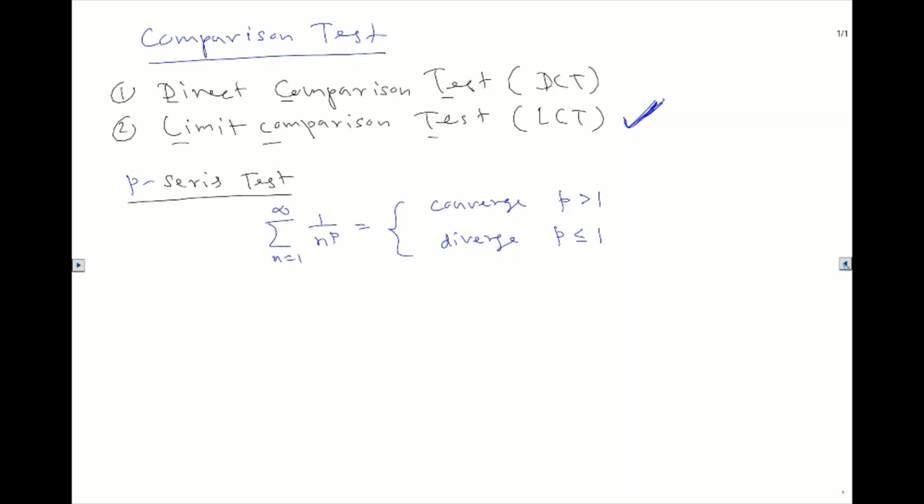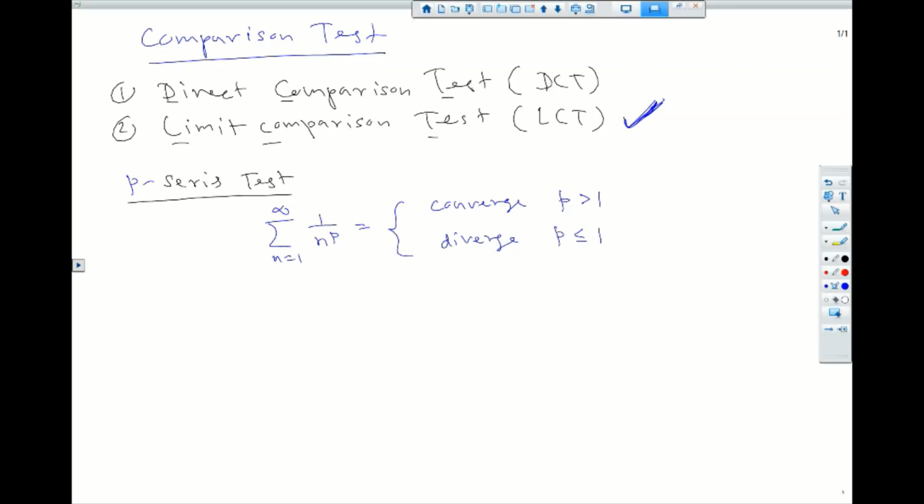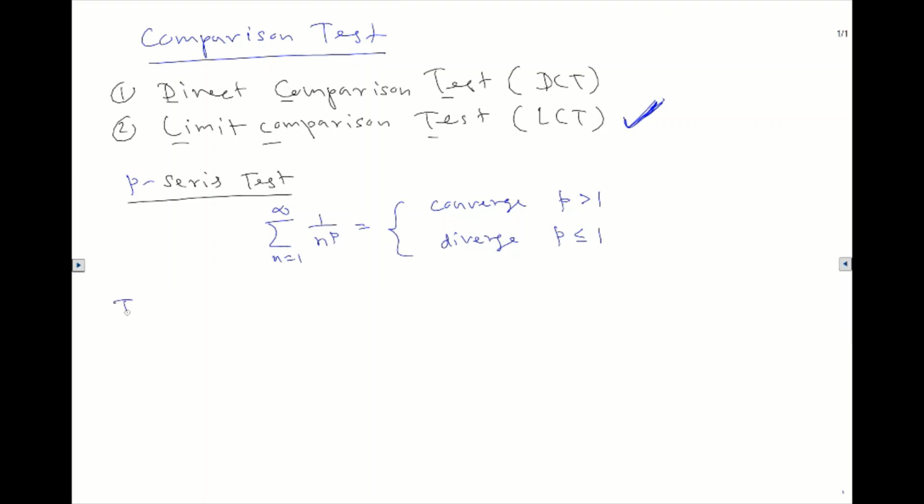So let's go to the actual result. We are not going to prove it, but I'm going to give the result here, and then we're going to do a lot of examples. So the theorem is what we call the direct comparison test, or the DCT.